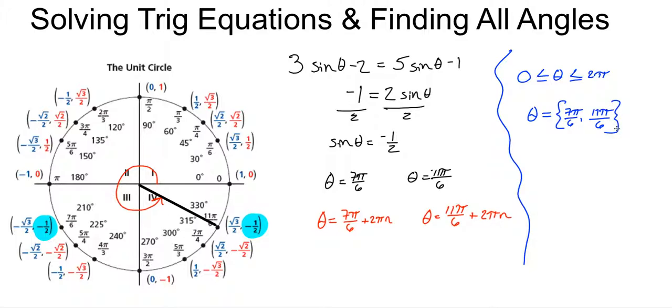Okay, so it really depends on the question. If it's asking for all the values of theta, then you need to include something like this over here, where you have to account for all the additional possible rotations. Or if they're asking for all the values between 0 and 2 pi, then you just have to worry about limiting it to one rotation, to the unit circle itself.